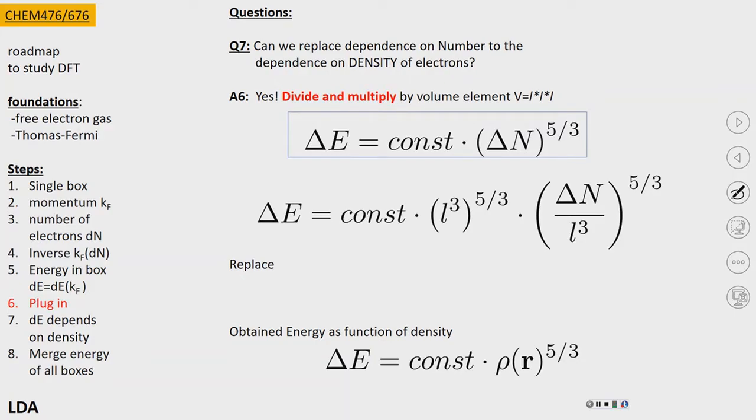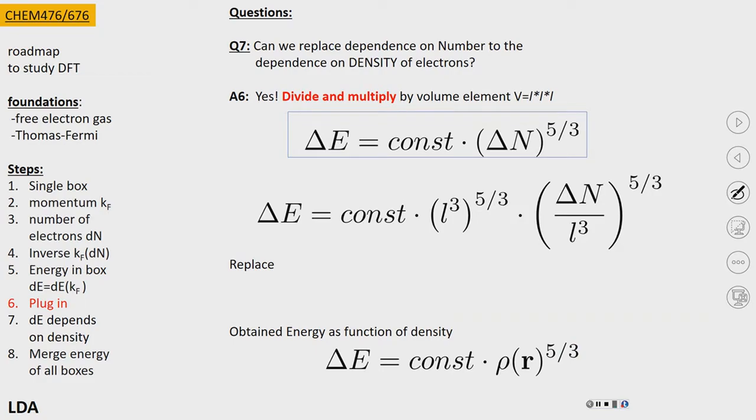So here is your discovery. Energy of a single box is a constant times number of electrons to the power 5/3, right? If you want to convert from number of electrons to density of electrons, you can divide it by L to the power 3 and multiply by the same power, L^3 to the 5/3.